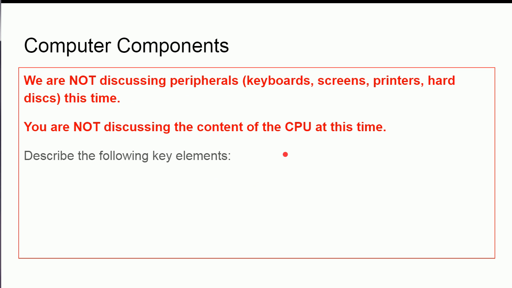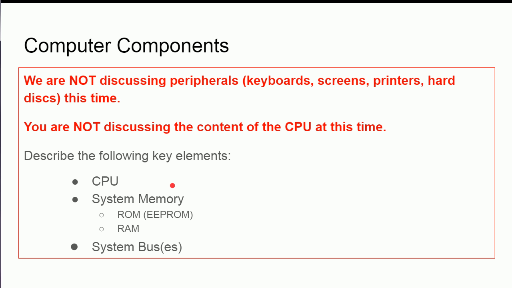What you need to be able to describe are the CPU, system memory, both ROM versions, what it's used for and what the letters mean. So CPU, what do the letters mean? RAM, what do the letters mean and what's it used for? Describe the purpose of the system bus. There's at least 2. Sometimes you get multiple ones.